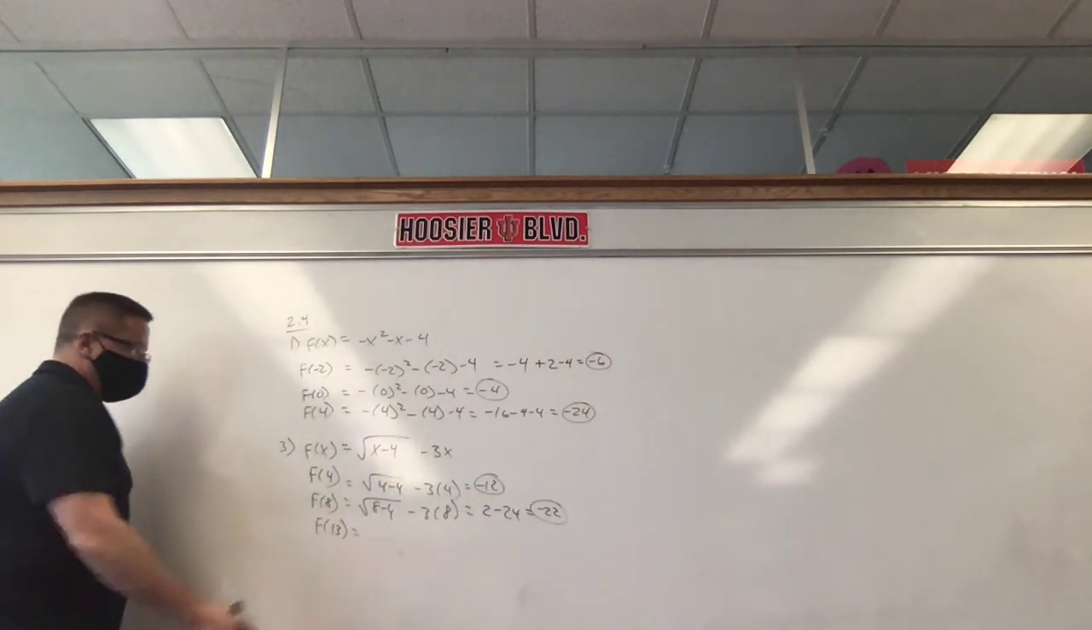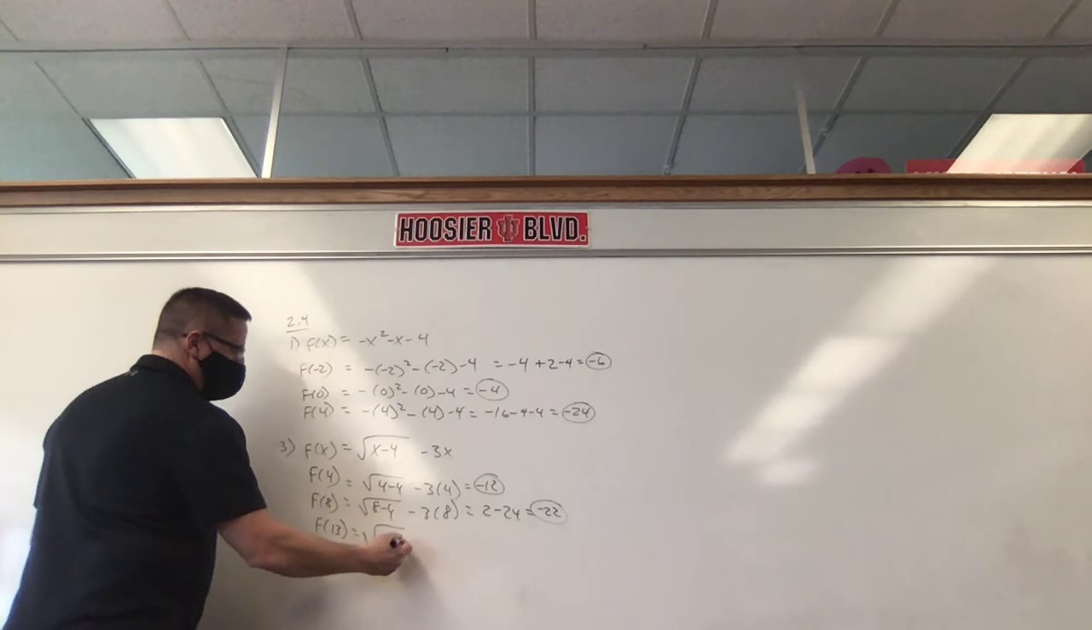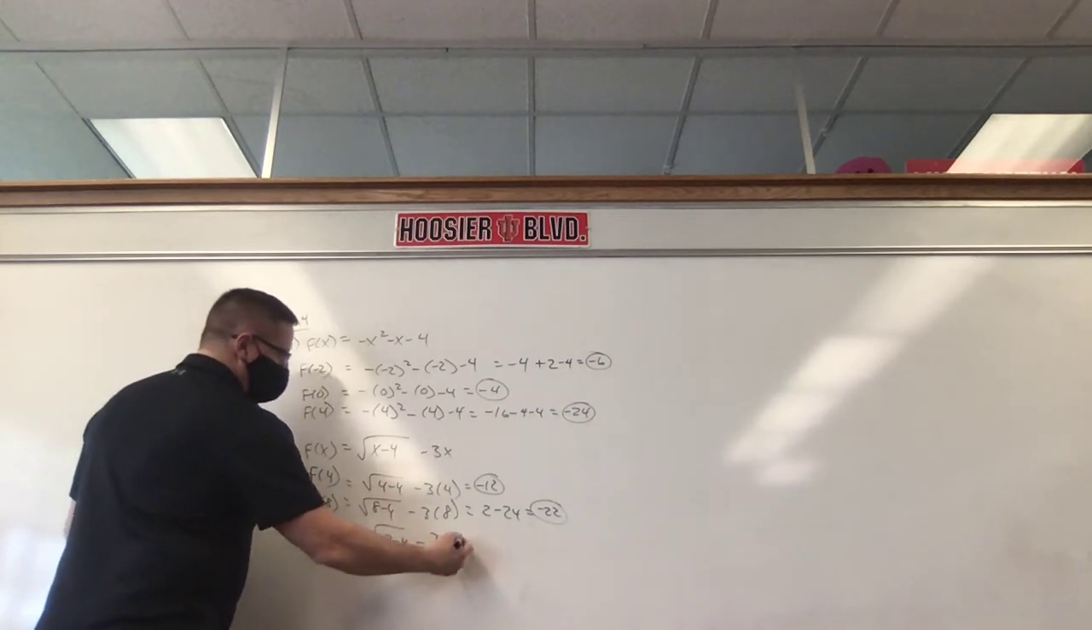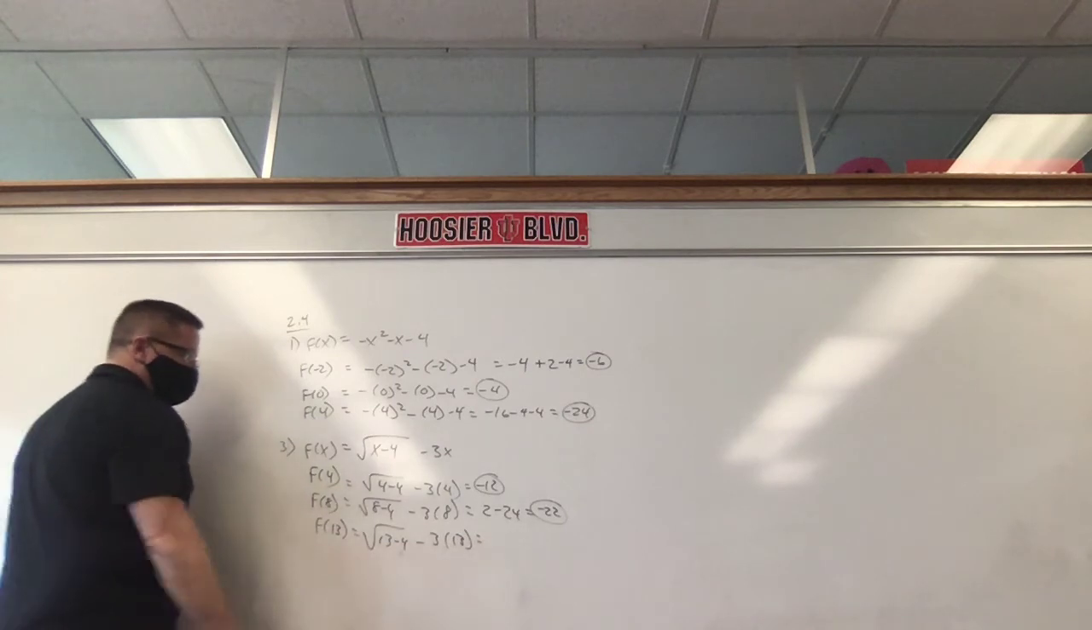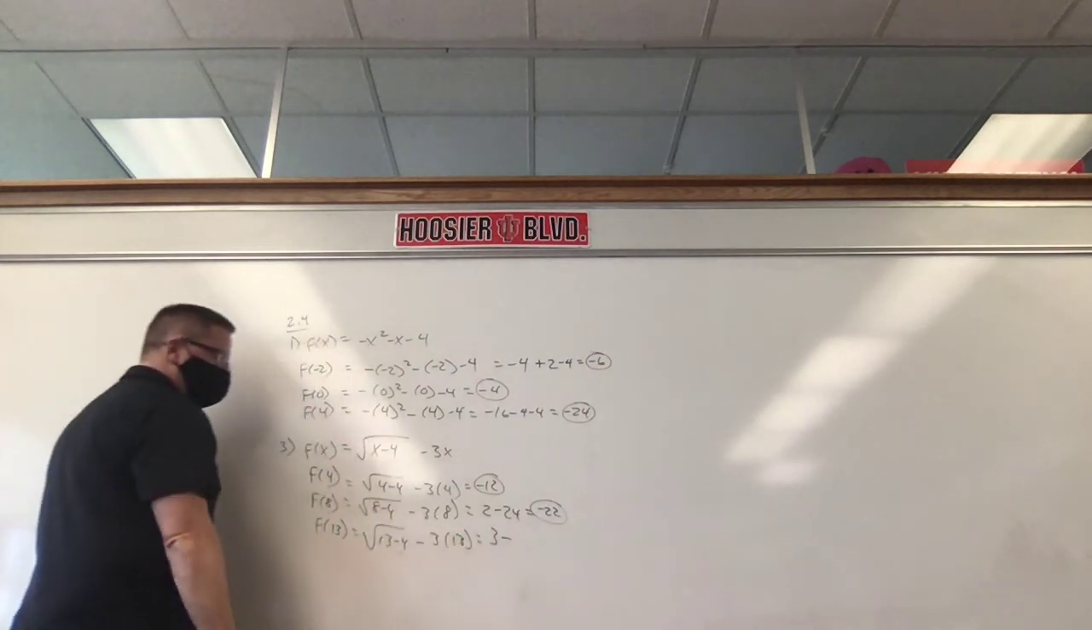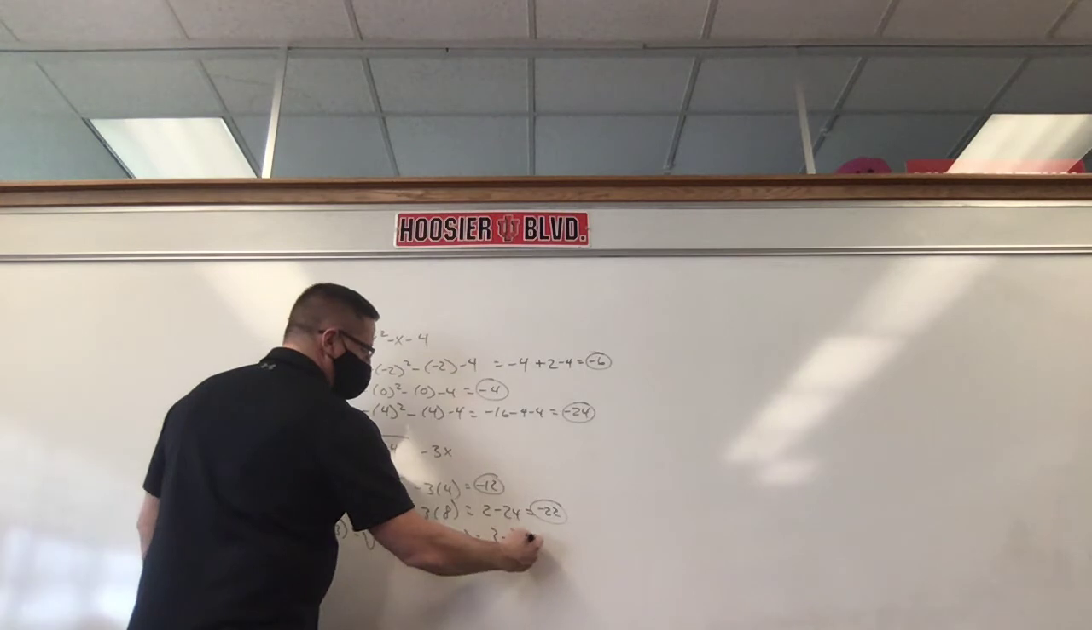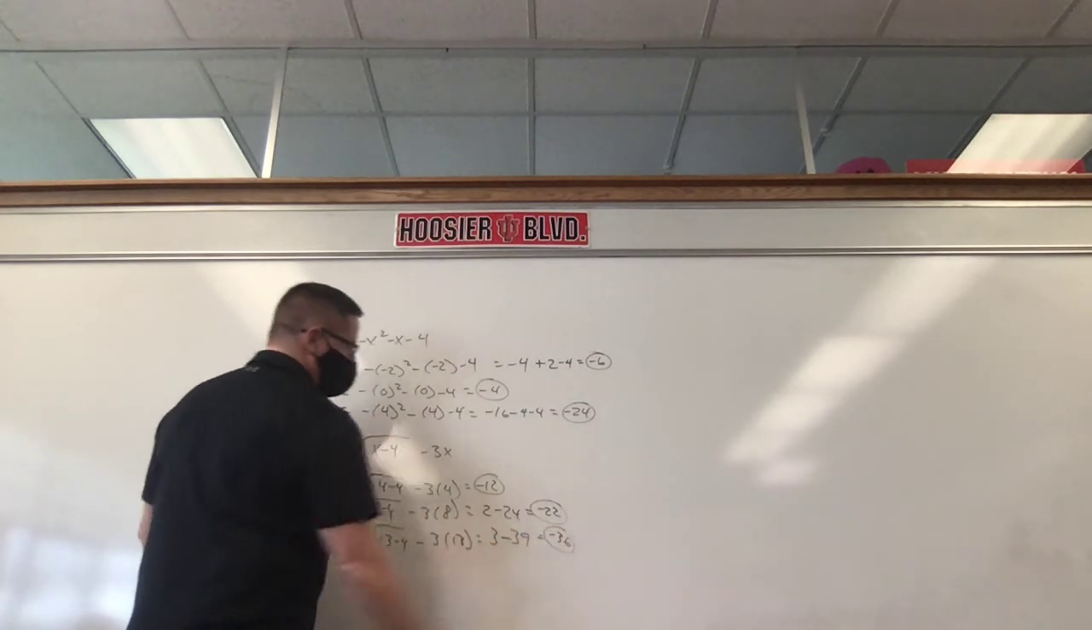Then we plug in 13. Radical 13 minus 4 minus 3 times 13. 13 minus 4 is 9. Radical 9 is 3. Minus 3 times 13 is 39. 3 minus 39 is negative 36.